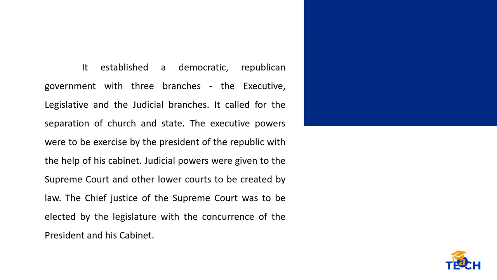It established a democratic republican government with three branches: the executive, legislative, and judicial branches. It called for the separation of the church and state. The executive powers were to be exercised by the President of the Republic with the help of his cabinet. Judicial powers were given to the Supreme Court and other lower courts to be created by law. The Chief Justice of the Supreme Court was to be elected by the legislature with the concurrence of the President and his cabinet.